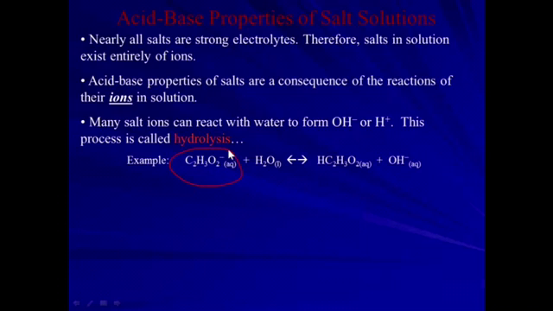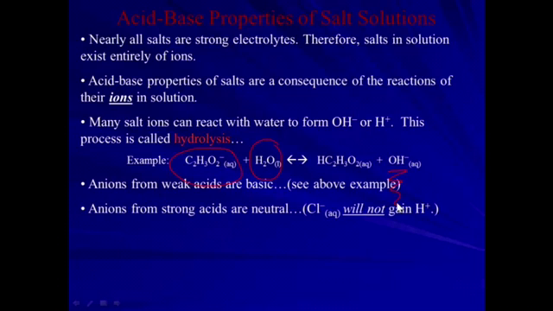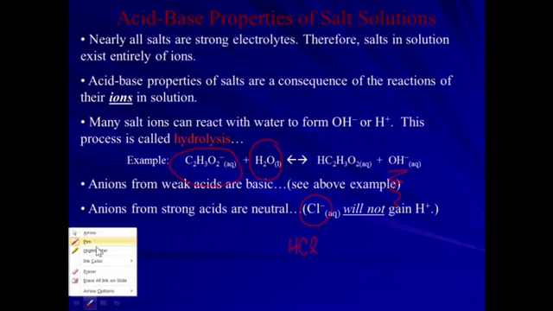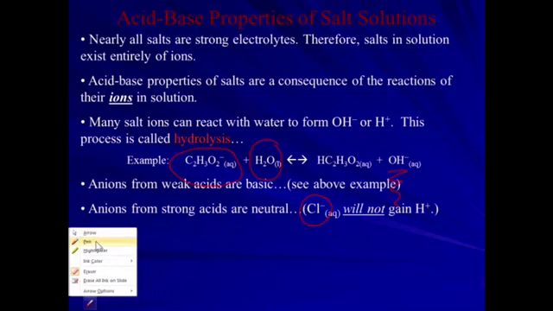This is the weak conjugate base formed from acetic acid. This conjugate base will react with water, and in the process of doing so will produce OH- ions. Anions from weak acids are basic, just like the above example. So what about anions from strong acids? Well, chloride ions came from hydrochloric acid. You need to remember that strong acids produce conjugate bases that are not going to react with the water solution around them. So this situation really only exists when you're working with weak acids or weak bases.